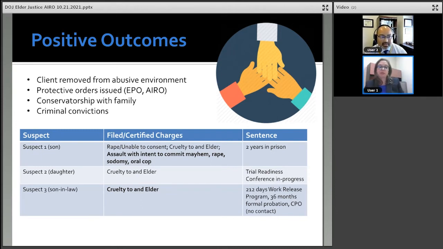Anything else you want to mention, Ray? This example is one where there is physical abuse, and you can see on there, we have rape and cruelty and elder assault, and so it's a very significant fact pattern and really one that needed to be pursued.